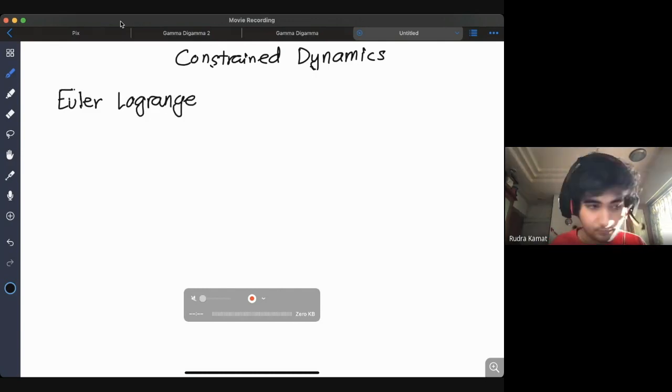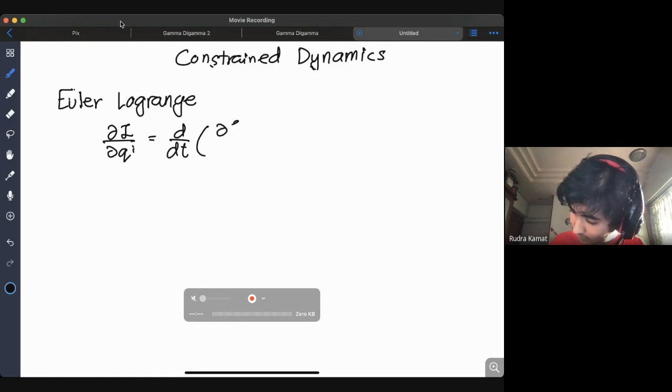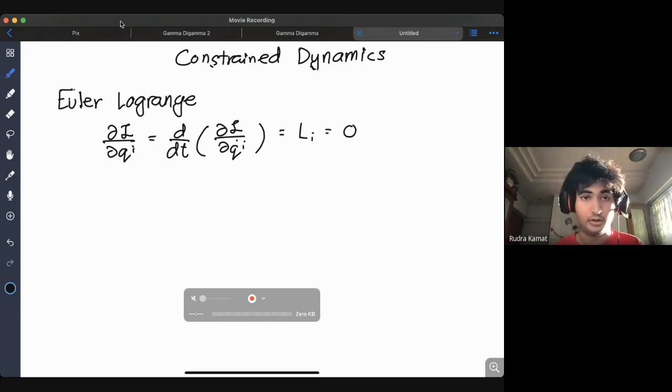The Euler-Lagrange equation is, where the curly L is the Lagrangian, the full time derivative of partial L with respect to Qi dot. This we can denote as the Euler derivative, set to zero. That's the Euler-Lagrange equation.